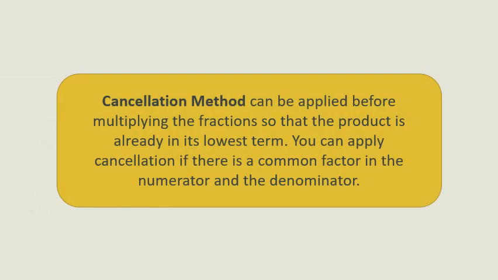So, pwede rin tayong gumamit ng cancellation method in multiplying the fraction. So, para mas mapadali tayo sa pagsasagot. So, automatic nang may lowest term na siya kapag siya ay ating kinuha yung product. So, you can apply a cancellation if there is a common factor in the numerator and denominator. So, paano ba itong cancellation method? So, ito yung mas madaling paraan sa pag-multiply ng fractions.